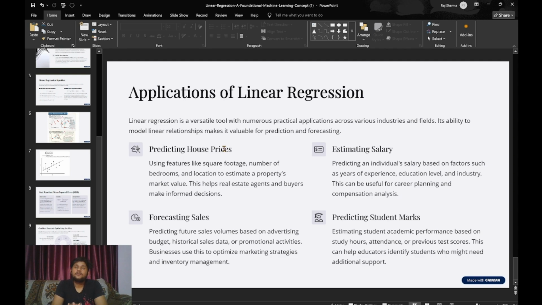Just like, for example, if I want to purchase a house in California, I'll have some factors in my mind, like the cost I'm going to spend, which are the independent features, the square feet of the area that I want, the area in which I'm purchasing the house, the price I'm willing to pay, and other factors. In that case, we can use linear regression for predicting house prices, for estimation of the salary of students, for prediction of marks, and for sales forecasting.